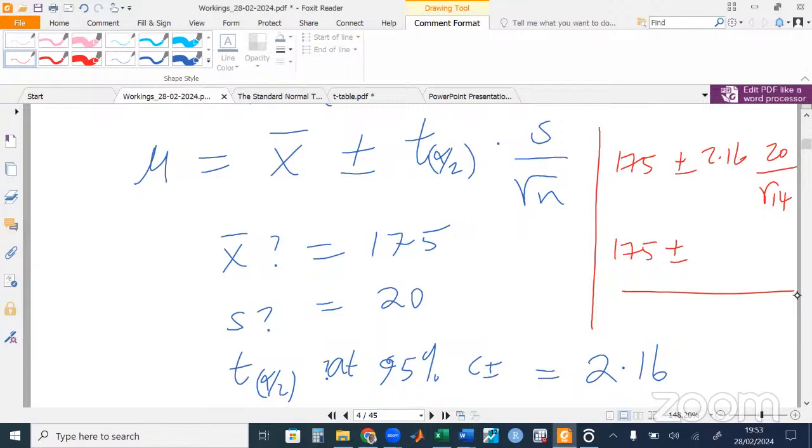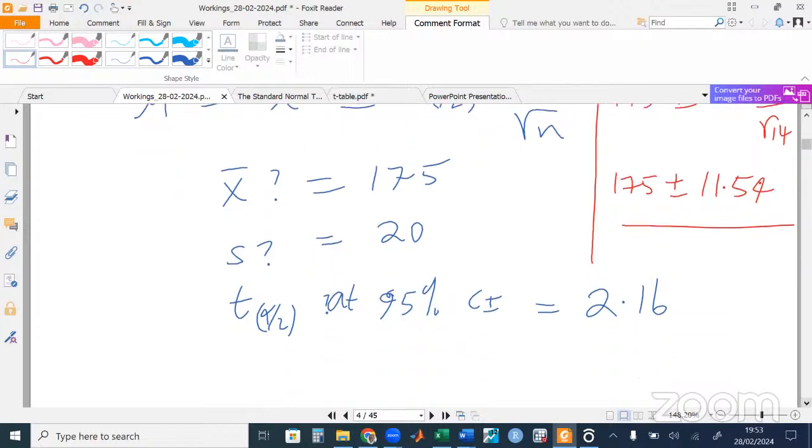Let's go with that one. I've not done it myself, but let's go with 11.5, or 11.54. So you can now do the interval. You can do the lower limit and the upper limit. Add and subtract 11.5. For ease, let's use 11.5 just to simplify the analysis.